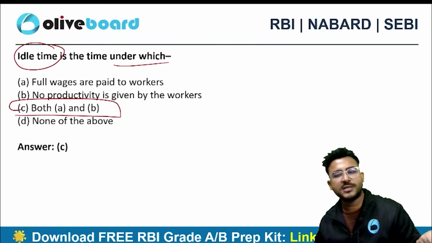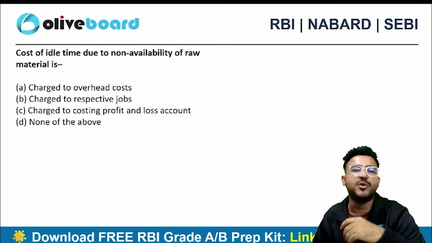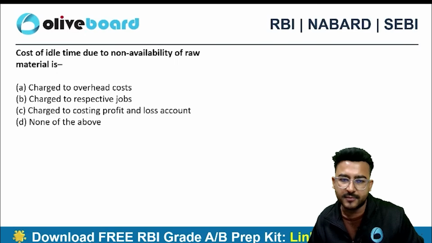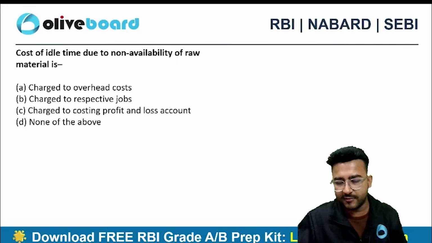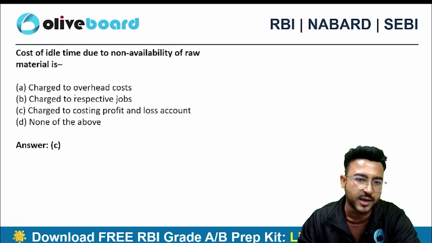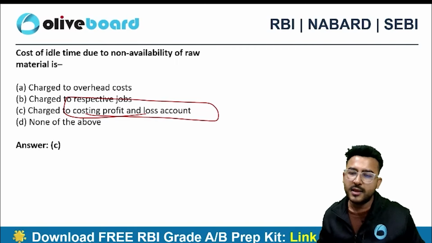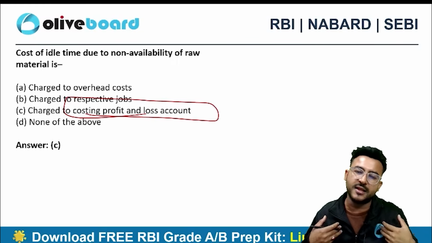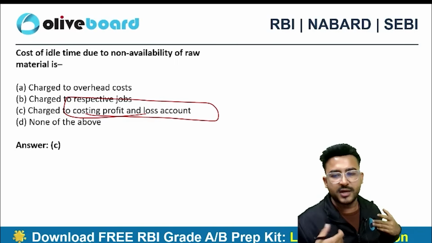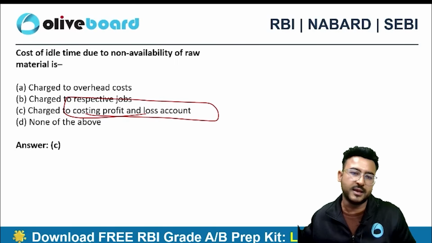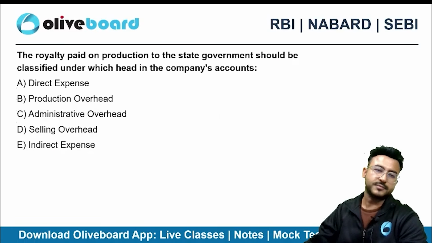अब ये नॉर्मल लॉस की वजह से भी हो सकता है, एबनॉर्मल लॉस की वजह से भी हो सकता है. Cost of idle time due to non-availability of raw material, what will be the treatment? Non-availability of raw material, raw material available नहीं था तो क्या करूंगा, इस आइडल टाइम को क्या कर दूंगा, कॉस्टिंग P&L के अंदर डाल दूंगा. रॉ मटेरियल अवेलेबल क्यों नहीं था? मेरी गलती की वजह से अवेलेबल नहीं था भाई, so I transfer this to the costing P&L. रॉ मटेरियल अवेलेबल होना चाहिए था, raw material should be available.